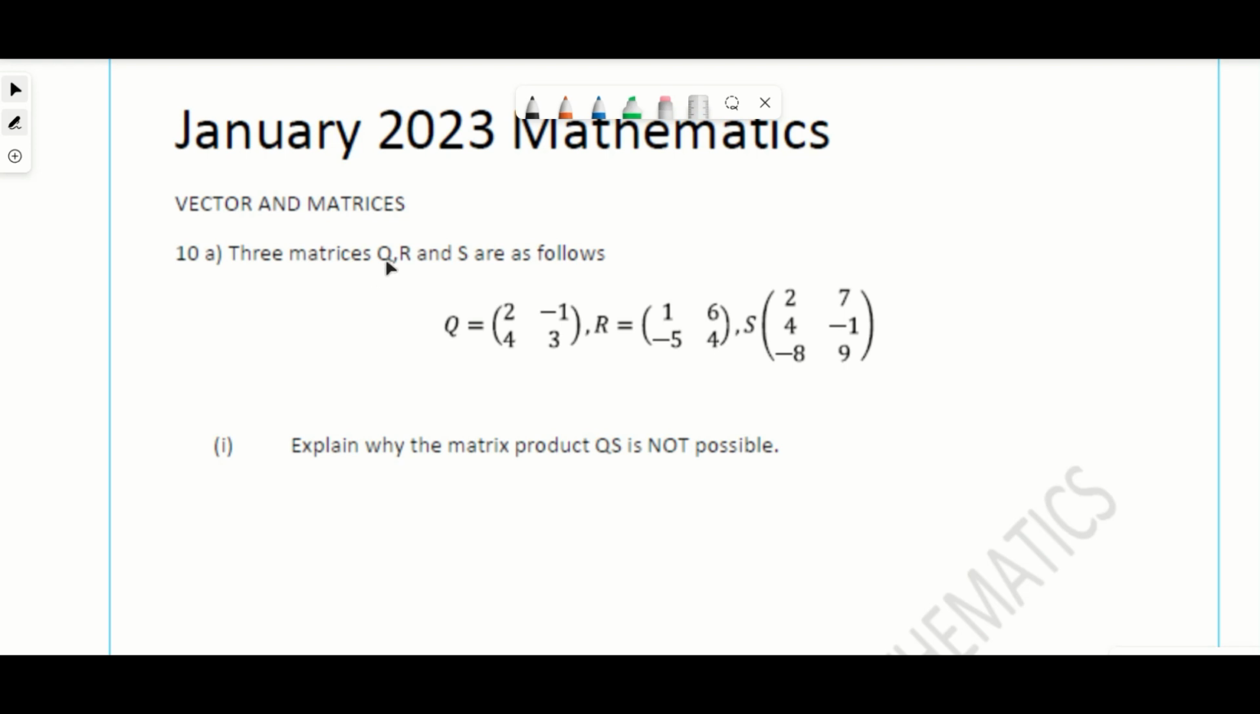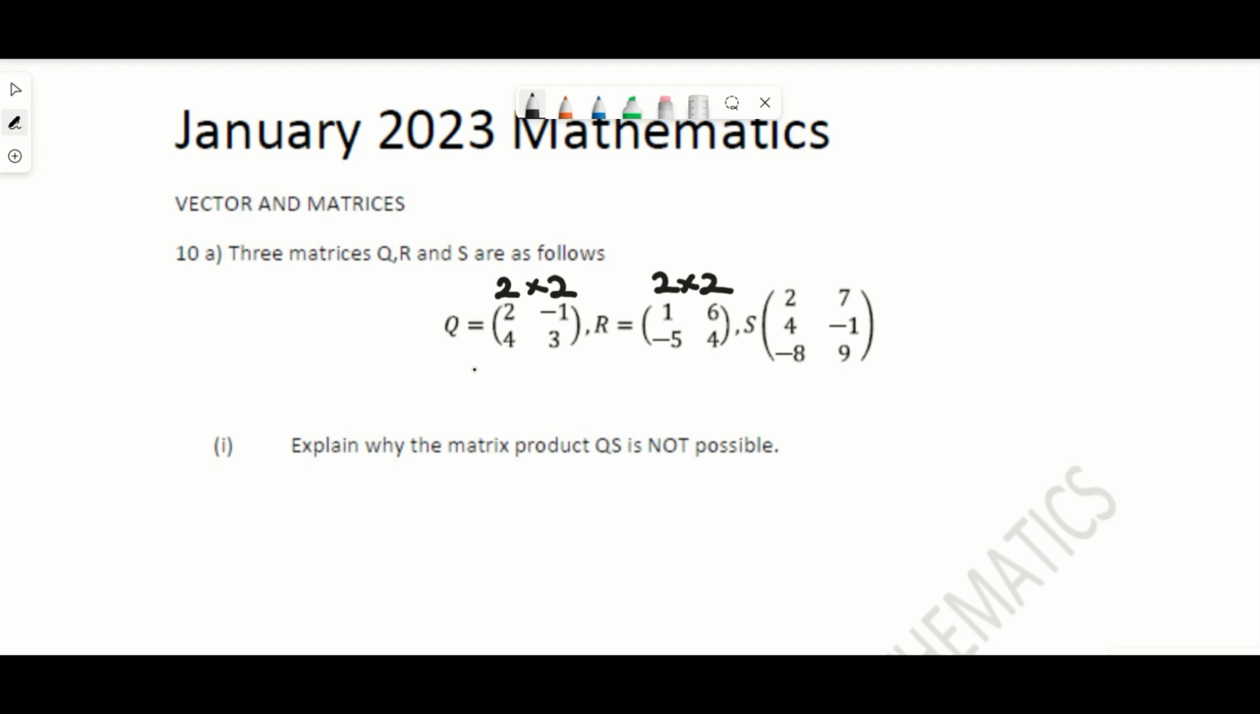Three matrices Q, R, and S are as followed. Q is this, R is this, and S is this. Now before you even start the question, you should write your order of your matrix. And what is your order of a matrix? That is the number of rows multiplied by the number of columns in that matrix. So for this case, we have 1, 2. We have 2 rows multiplied by 2 columns.